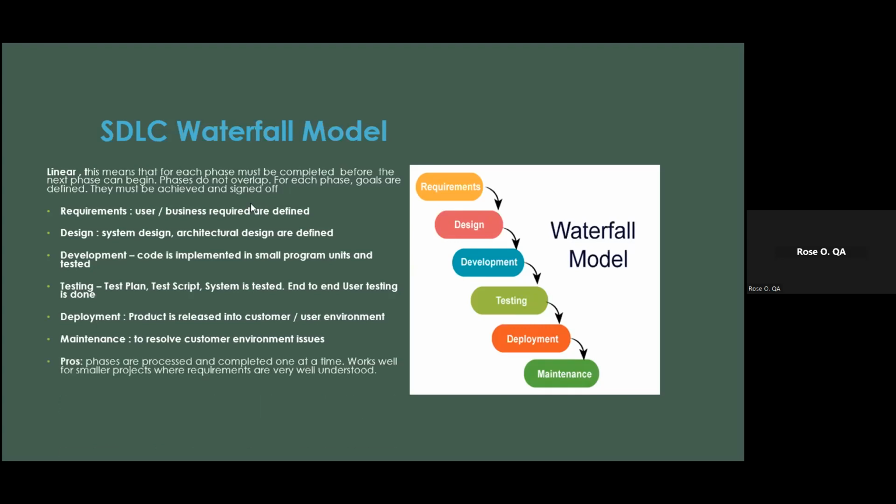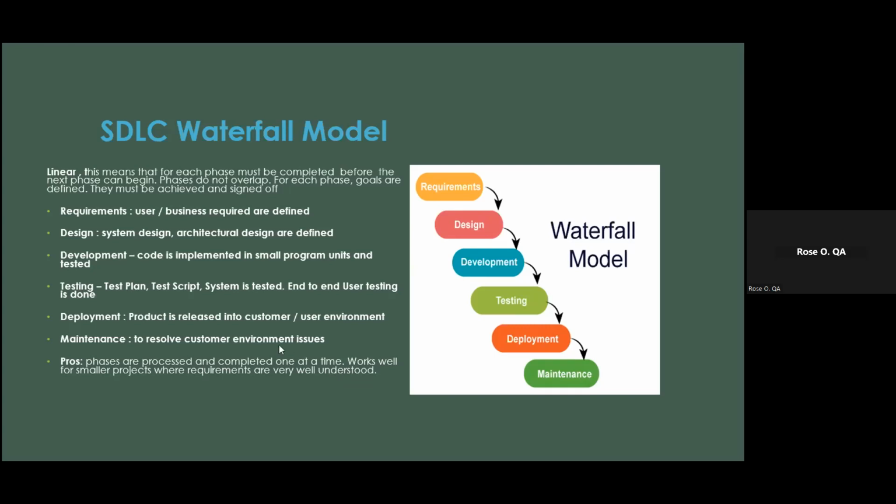What is the advantage? The point is that phases are processed and completed one at a time. It works well for small projects where requirements are well understood. What do we mean? What is a small project? Maybe just like a one-page website. We all understand what it's going to do: be able to view that website, read the content, be able to link to social media. Just one page, well understood from requirements. So you don't need much. This will work fine if it's understood.